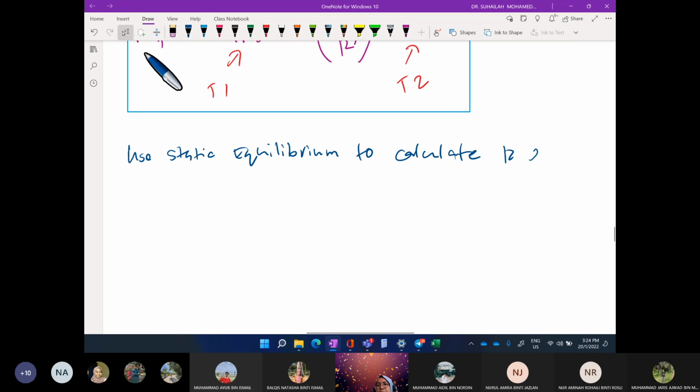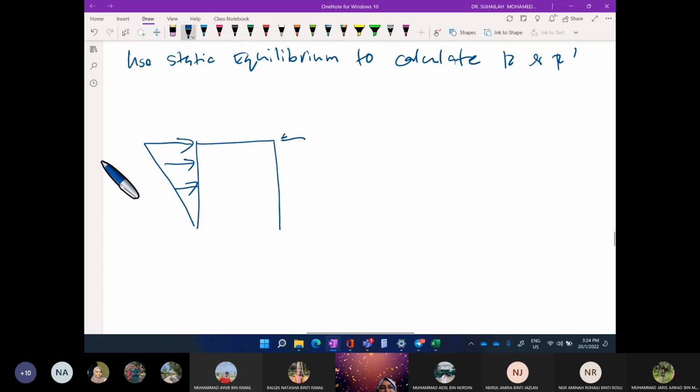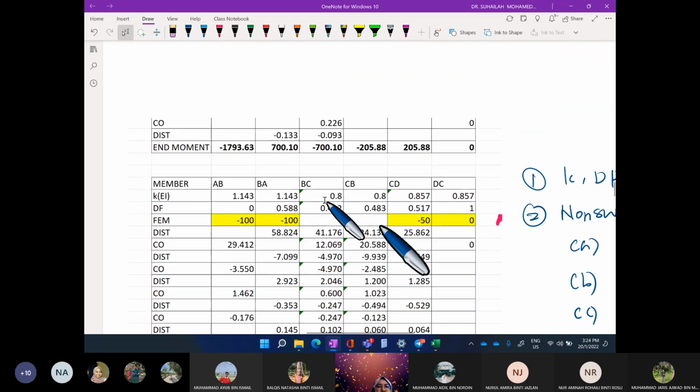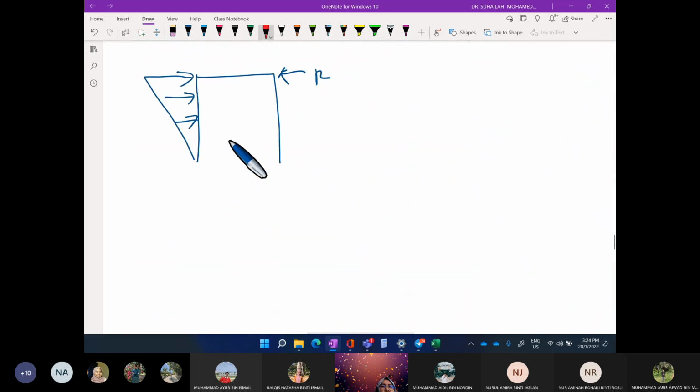What we need to do is draw back the frame. This is the frame that we use to analyze the end moments in table 1. This is R, and these are all the moments that we have calculated from table number 1, 1793.63. This one is 0 because this is a pin support, right? This is fixed, so there will be a reaction like this.